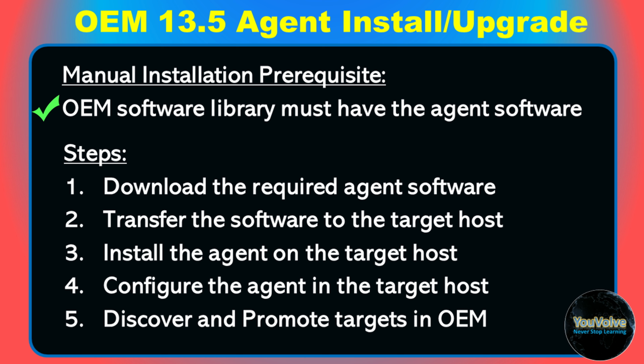So, manual installation of the agent software involves multiple steps as I am describing below. Number 1, download the agent software to a local file system in the server. Transfer the agent software to the target host. Install the agent software in the target host. Configure the agent software in the target host. Discover and promote targets in the target host.